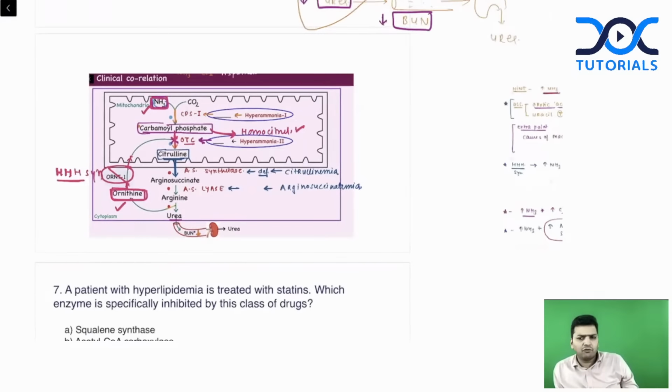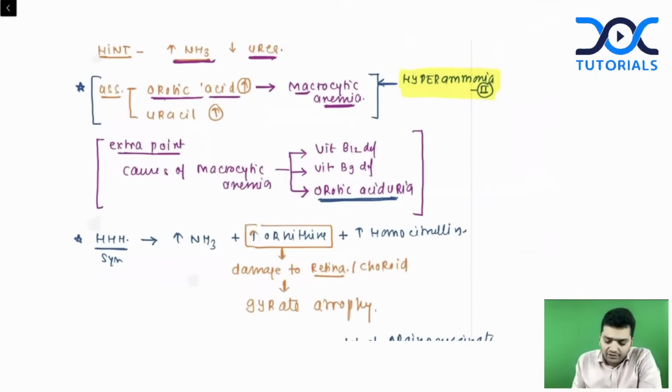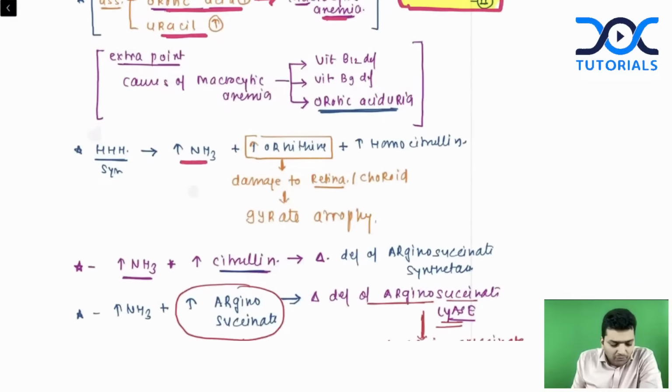Let me summarize the data for you. Now, this will solve most of your MCQs. Whenever there is an increase in the ammonia and a decrease in the urea, that is called hyperammonemia, meaning there is some problem in the urea cycle. If they say orotic acid is increased or uracil is increased, and that is leading to macrocytic anemia also, they are talking about hyperammonemia type 2. So this is the buzzword for us. In the urea cycle, if they say increased amount of orotic acid, uracil or macrocytic anemia, it's type 2. Then if they say hyperammonemia is there, hyperornithinemia is there, homocitrullinemia is there, then they are talking about triple H syndrome.